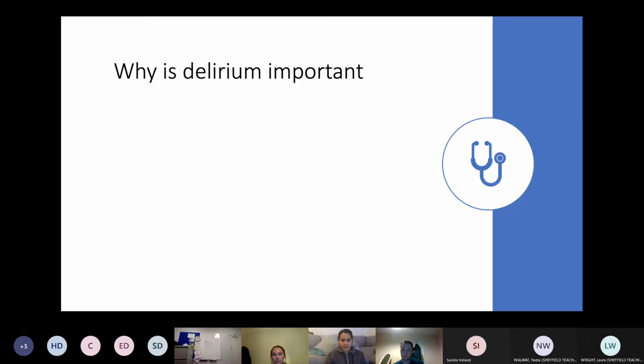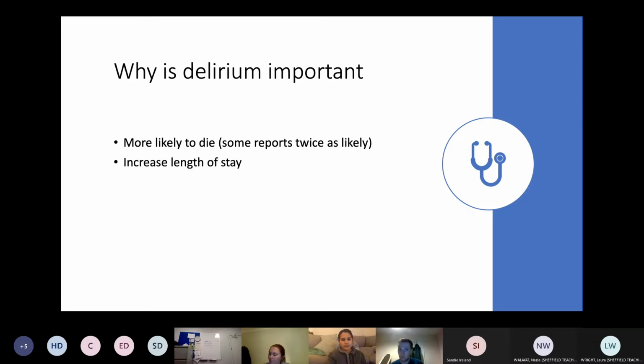So taking from that, they get all these hospital-acquired complications, and then from that, people are more likely to die. Some reports say that this is twice as likely. If someone develops delirium in hospital, they're twice as likely to die. You get increased length of stay because you develop all those complications, and then end up staying for potentially weeks longer than you would expect to.